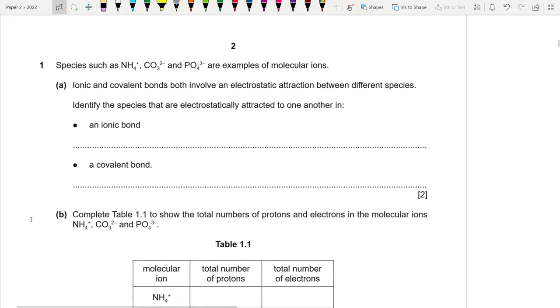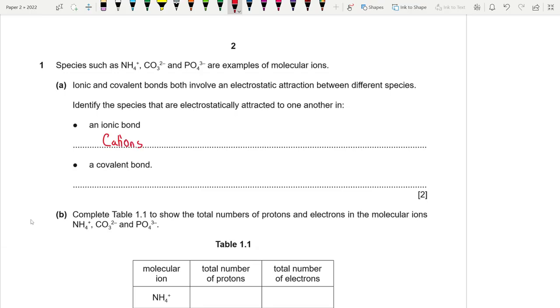Question 1. Species such as NH4 plus, CO3 2 minus, and PO4 3 minus are examples of molecular ions. Okay, so identify the species. Ionic and covalent bonds both involve an electrostatic attraction between different species. So identify the species that are electrostatically attracted to one another in an ionic bond. So basically the cations and anions, right?